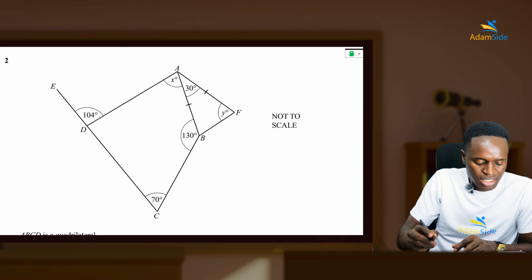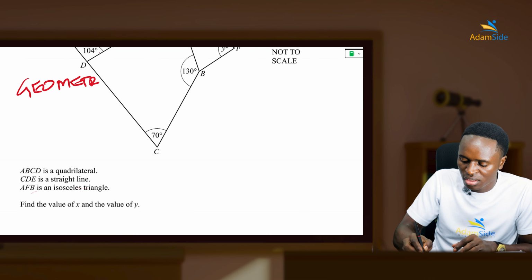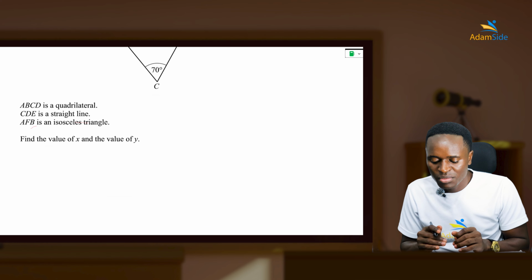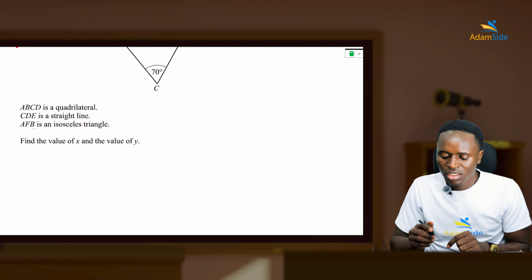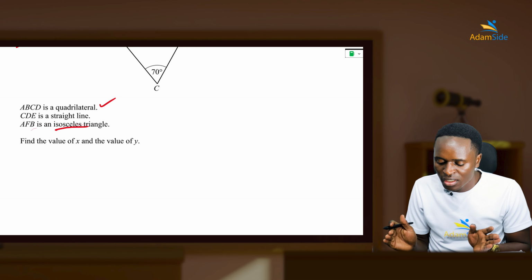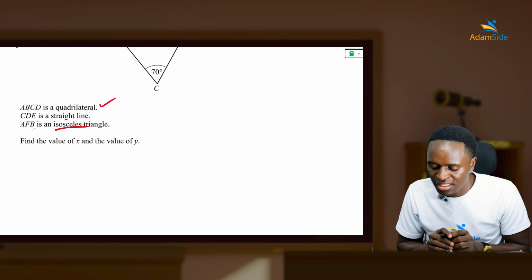Question number 2 comes from the unit of geometry, whereby you're talking about angles. So ABCD is a quadrilateral, a shape with 4 sides. CDE is a straight line. AFB is an isosceles triangle: 2 sides are equal and 2 base angles are equal. Find the value of x and the value of y.